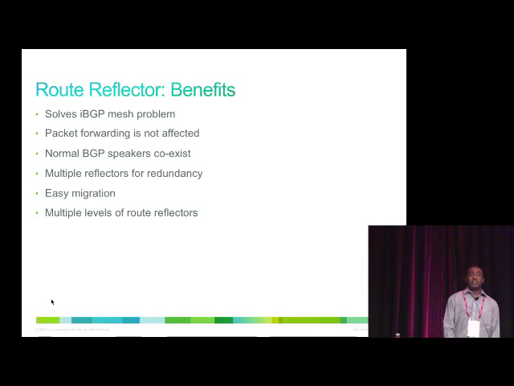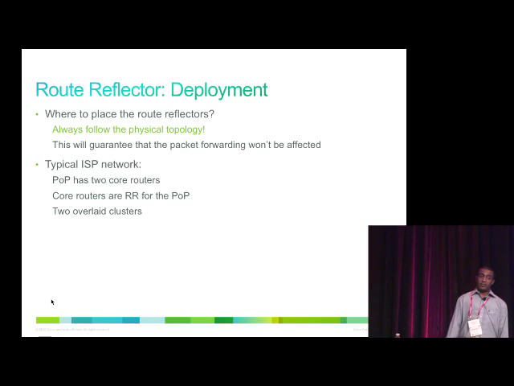So the benefit is it solves the iBGP mesh. It doesn't impact packet forwarding. It has a little bit of impact in that the route reflector makes a path selection and sends the best path to the clients. So it's not that the clients receive all the paths, but still the eventual forwarding doesn't get affected. It's an easy migration to go from a full mesh to a route reflector topology, and you can have multiple levels of route reflectors.